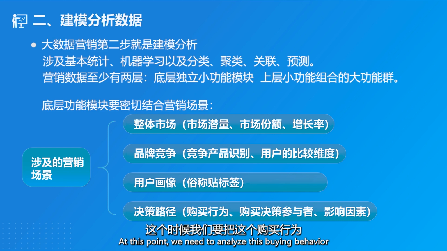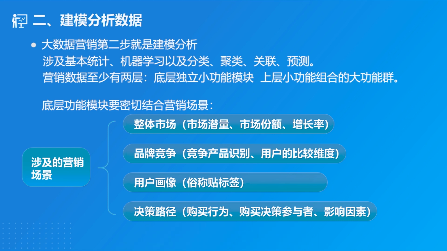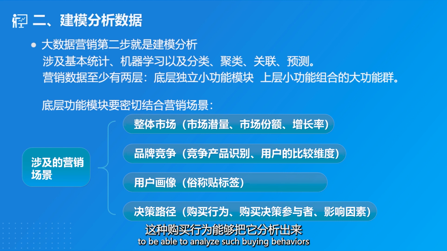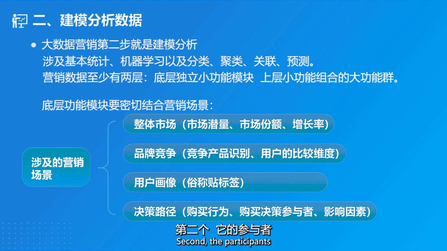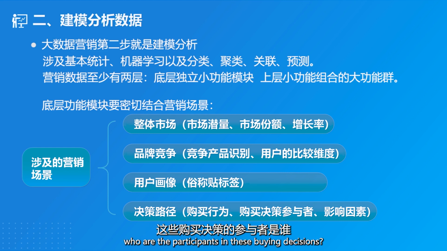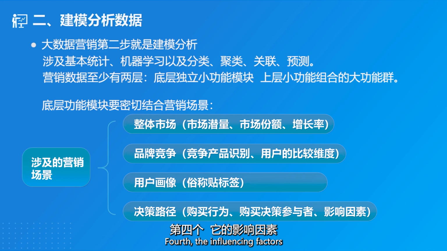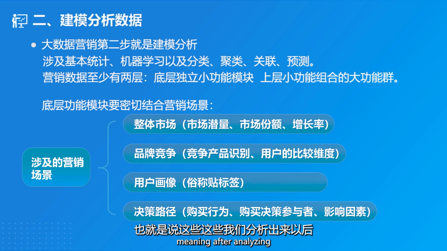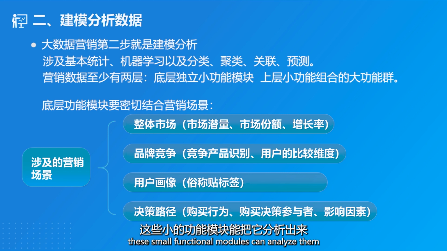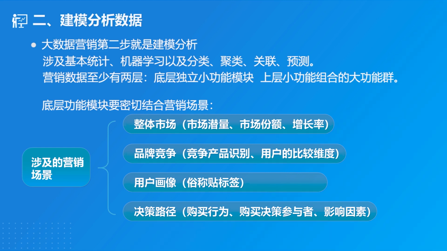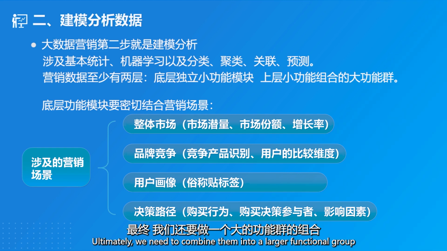At this point, we need to analyze this buying behavior, which is one aspect, as I mentioned earlier. Second, the participants. Who are the participants in these buying decisions? Is it an individual decision, or are there many people involved in this decision? Fourth, the influencing factors. After analyzing, these small functional modules can analyze them. Ultimately, we need to combine them into a larger functional group.